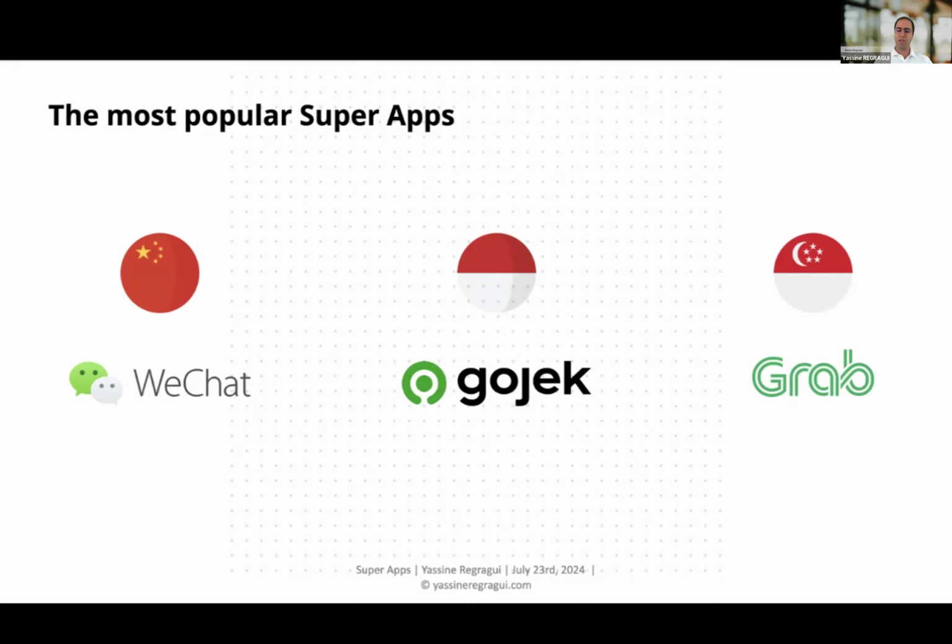WeChat started as a chat. It was created by Tencent, which initially was a gaming company. And today WeChat has an ecosystem of over 100 services. Gojek and Grab are more of a ride-hailing service like Uber, and mainly in Southeast Asia. So the geographical proximity also led to the launch of such a model.